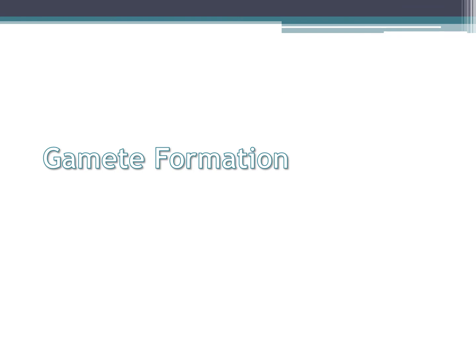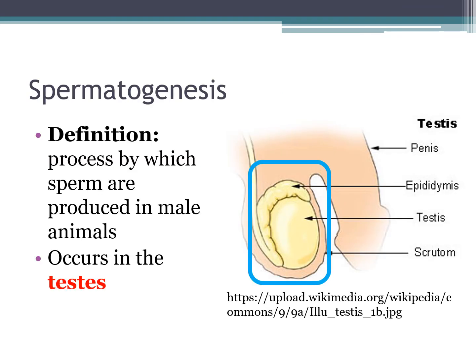So gamete formation. The specific term is spermatogenesis, and it's the process by which sperm are produced in male animals, and this occurs in the testes. So this is what it looks like, just a simple drawing. This is where the testes are located, and this is where spermatogenesis occurs.